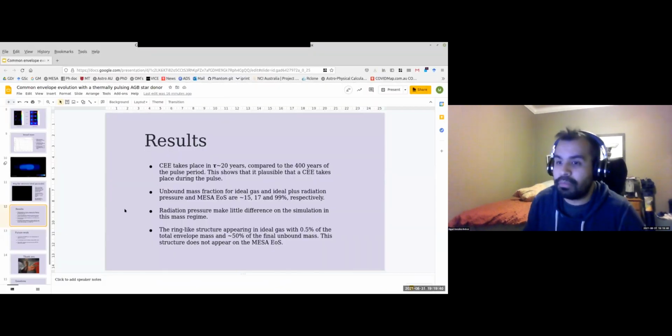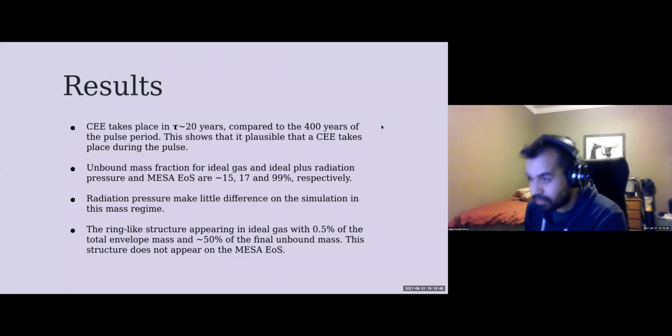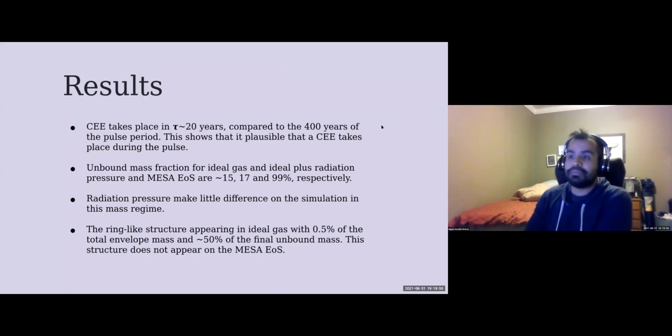All right, so for the results, the main result is that the common envelope takes place in around 20 years compared to 400 years of the pulse period. So this means that, at least in the simulations, it's plausible to have the common envelope evolution happen inside the thermal pulse.